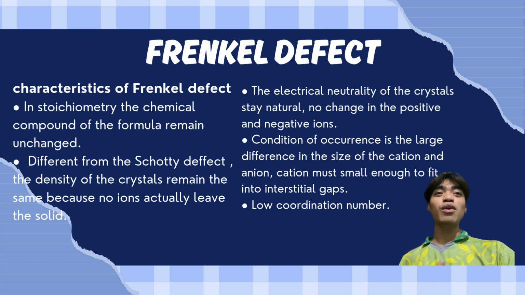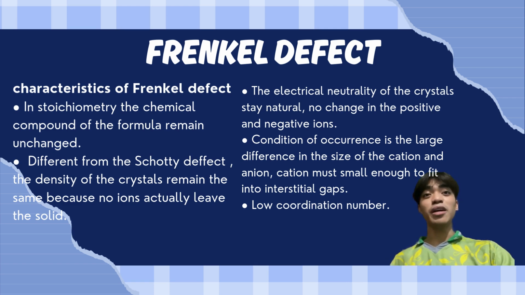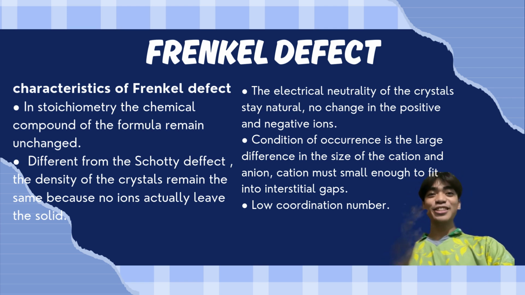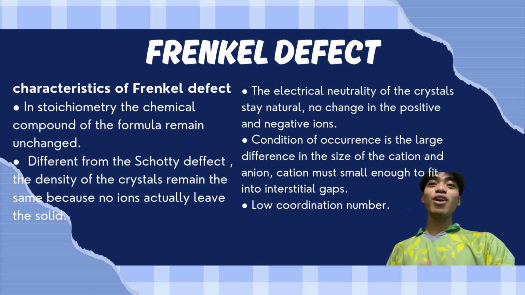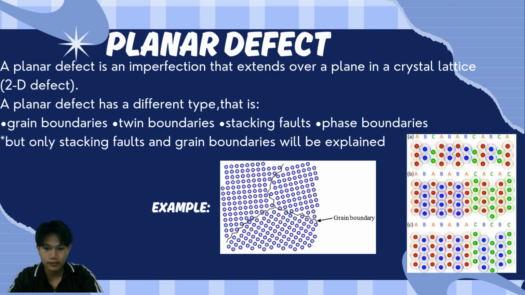The characteristics of a Frenkel defect. A Frenkel defect is stoichiometric, so the chemical formula of the compound remains unchanged. Different from a Schottky defect, the density of the crystal remains the same because no ion actually leaves the solid. The electrical neutrality of the crystal stays neutral, and the condition for Frenkel defects to occur is a large difference in the size of the cation and anion.